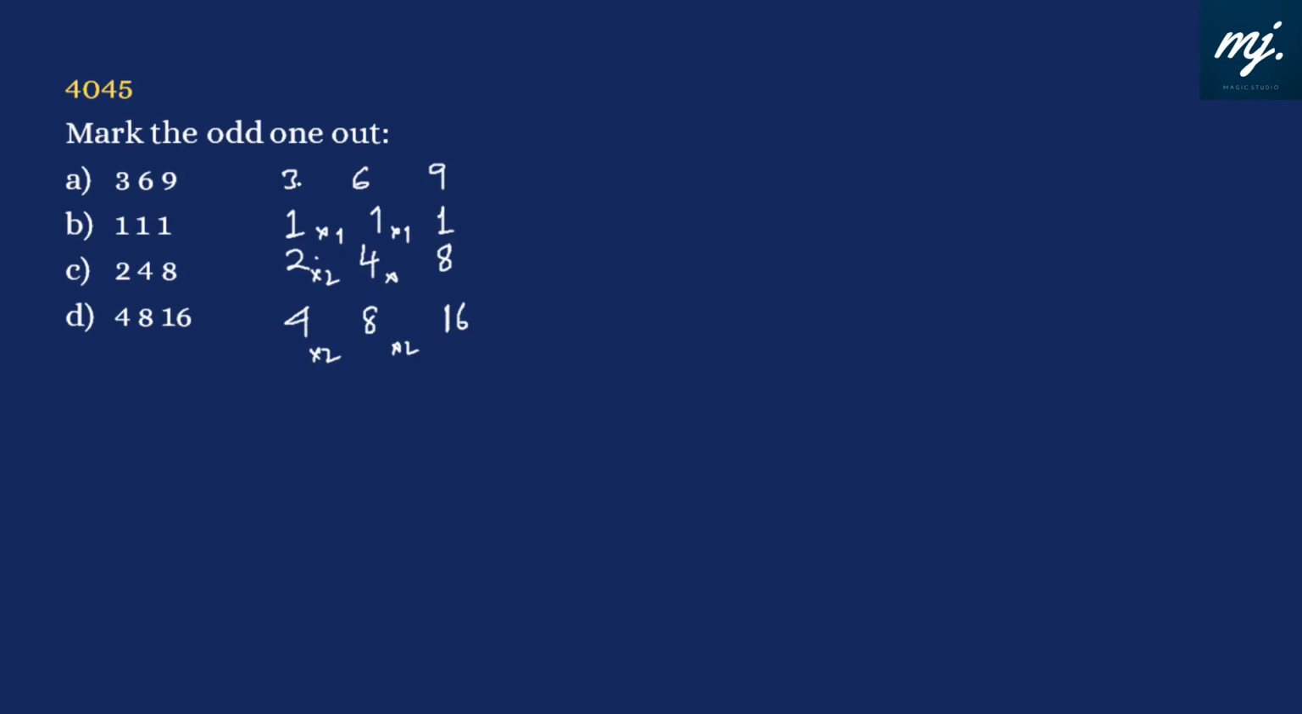But here we are not getting a fixed number. 3 into 2 is 6, but 6 into 1.5 is 9. Here the odd one out is 3, 6, 9, where the terms are not in proportion. 6 by 3 is not equal to 9 by 6. Here 1 by 1 is equal to 1 by 1, 4 by 2 is equal to 8 by 4, 8 by 4 is equal to 16 by 8. The odd one would be 3, 6, 9.